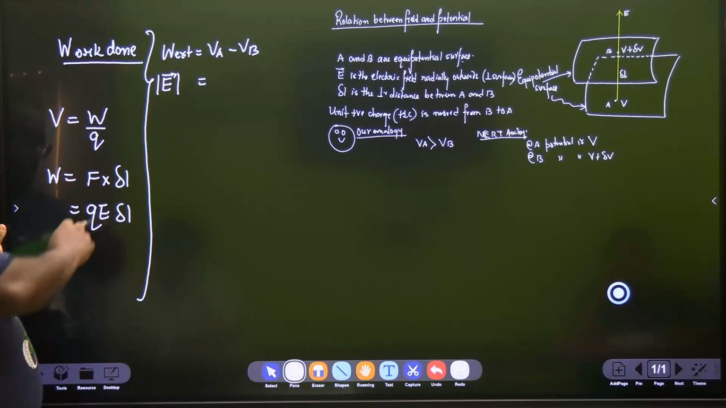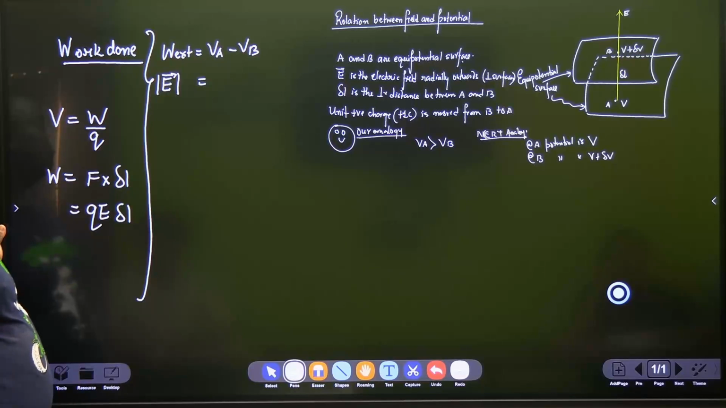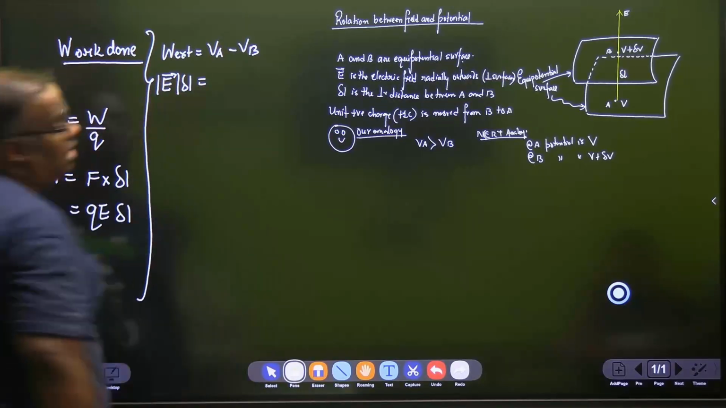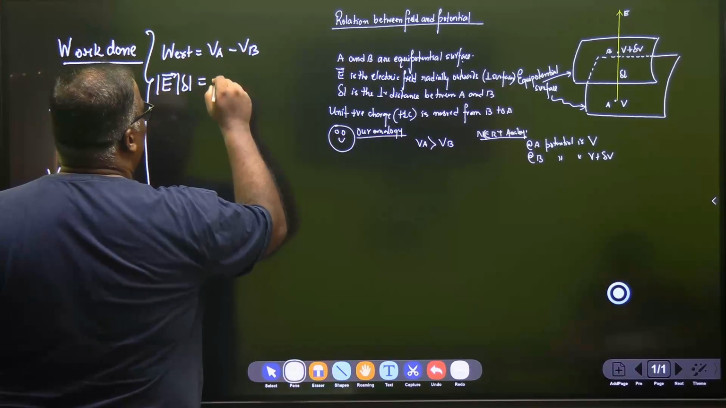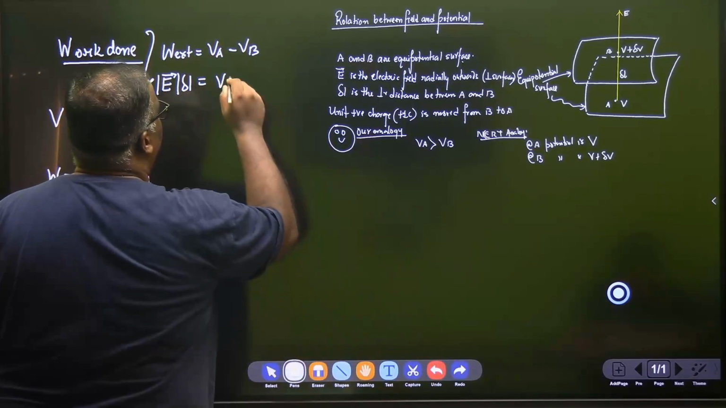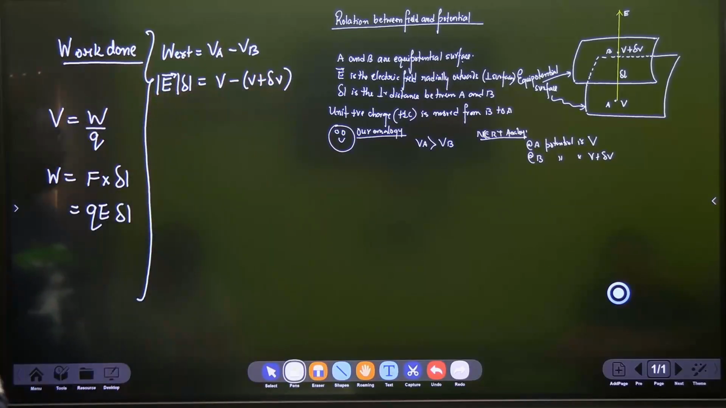Now look, work done is E into Q. But what sort of Q are you moving from here to there? Unit positive charge. So no point in writing Q. Q's value is equal to 1. So E delta L should be equal to, what is the value of VA? V. And what is the value of VB? V plus delta V.